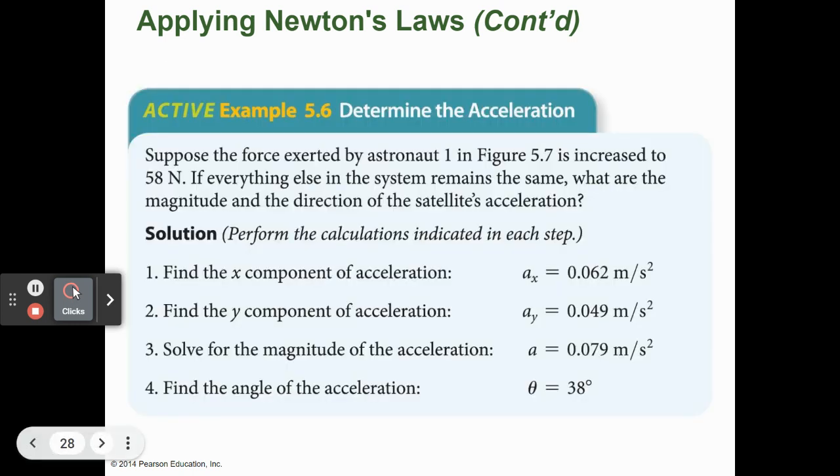All right, so here's an example. Suppose the force exerted by astronaut 1 in figure 5.7 is increased to 58 newtons. So again, they don't have to be the same force. If everything else in the system remains the same, what are the magnitude and direction of the satellite's acceleration? Remember, magnitude just means the number. Direction would be the angle. So we're going to do the same thing. We're going to find the component of the x acceleration, component of the y acceleration, use the Pythagorean theorem to find the acceleration, and use inverse tangent to find the angle.